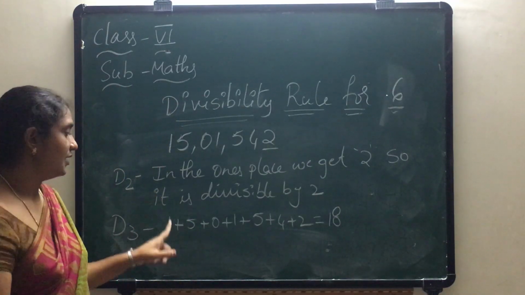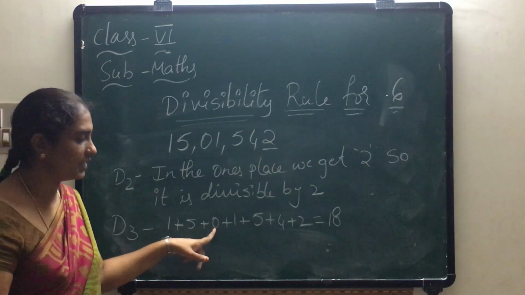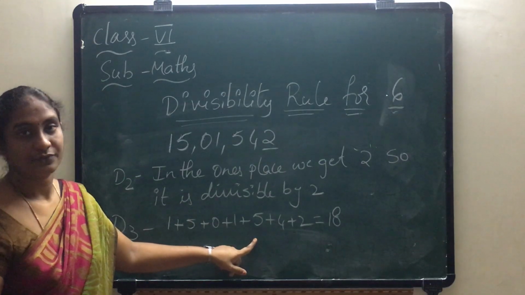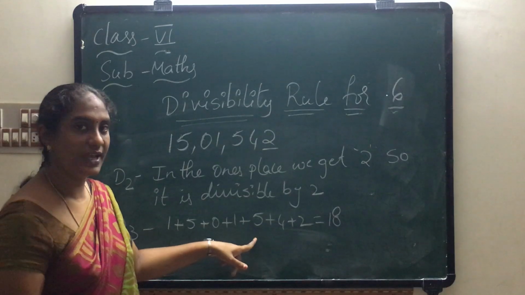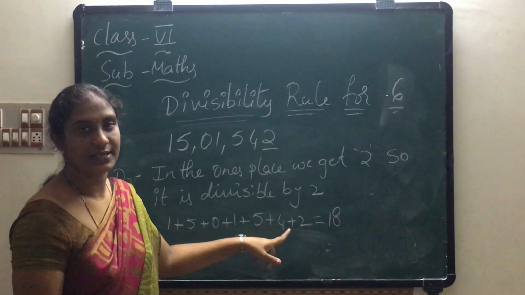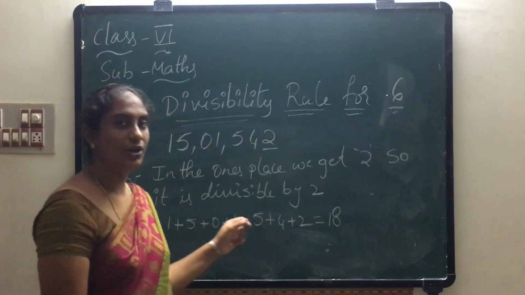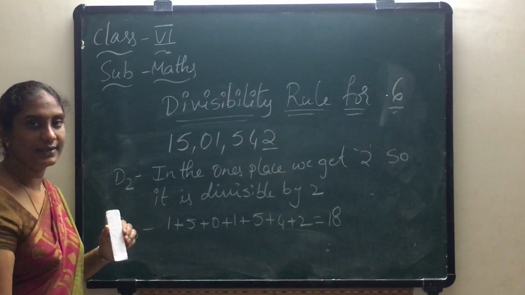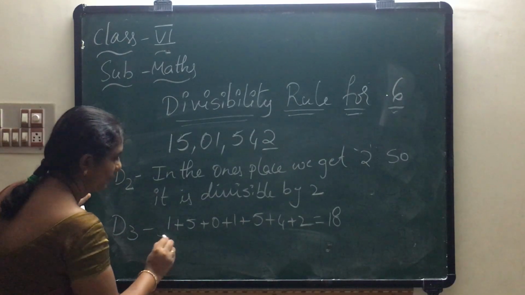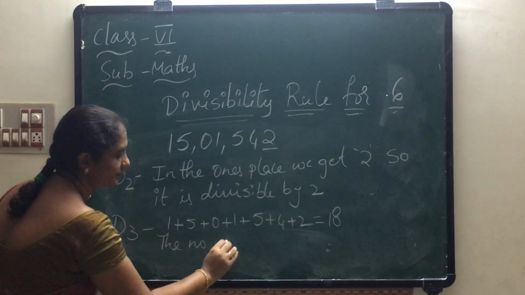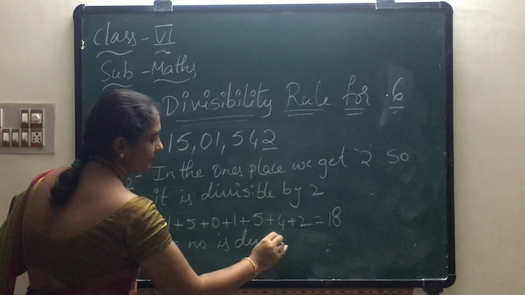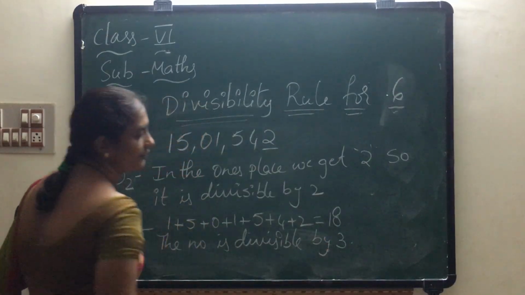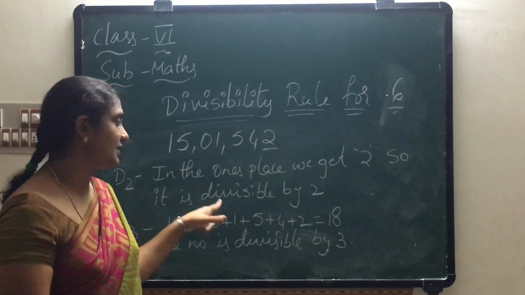Check once again. 1 plus 5, 6. 6 plus 0, 6. 6 plus 1, 7. 7 plus 5, how much? 12. 12 plus 4, 16. 16 plus 2, 18. So, is 18 a multiple of 3? Yes. The total number is also divisible by 3. Now see, in D2, is it divisible or not?